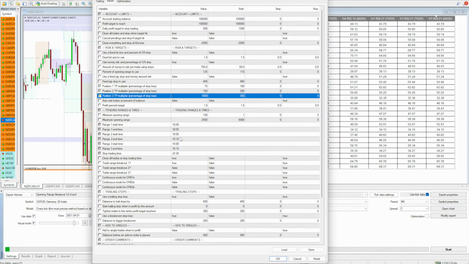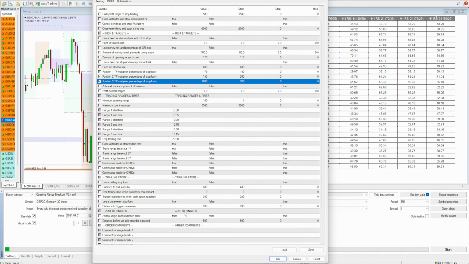Getting in quick, basically. So I'm testing this, and obviously I want to use the break even on it as well. So that's another thing to test with a scalping strategy.